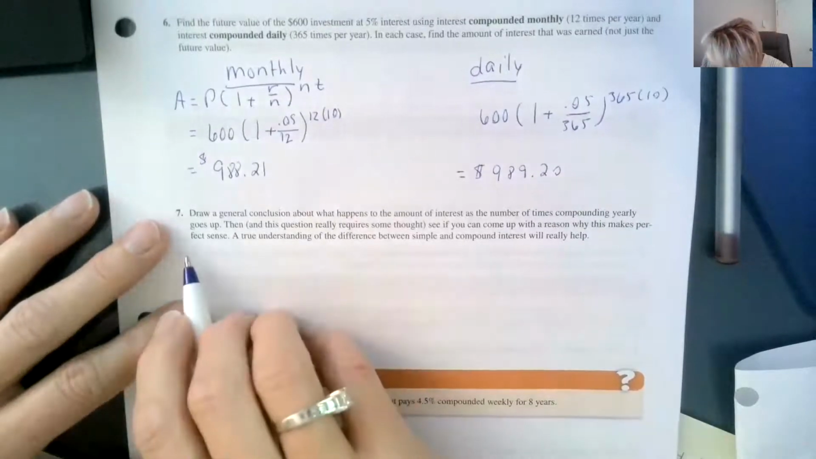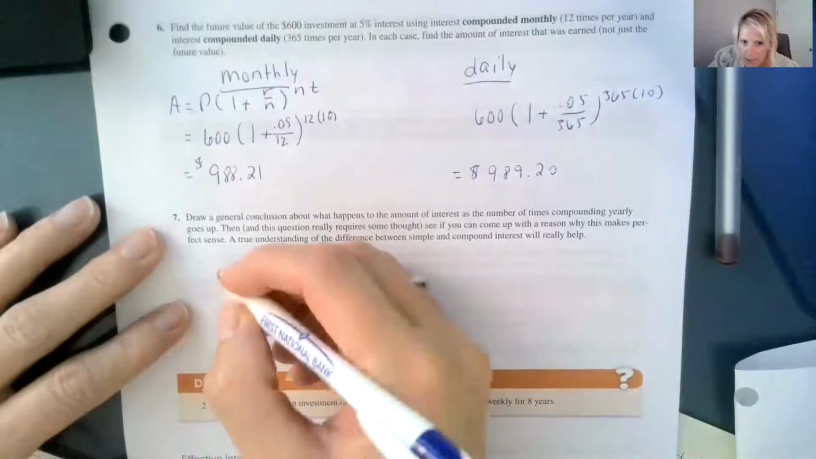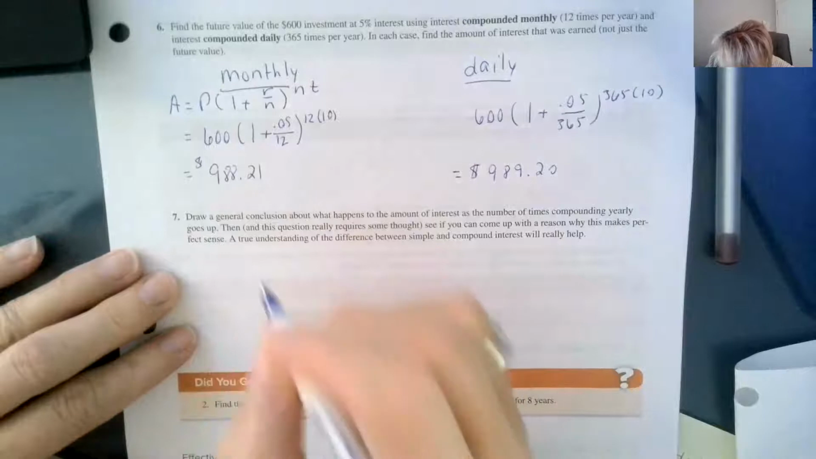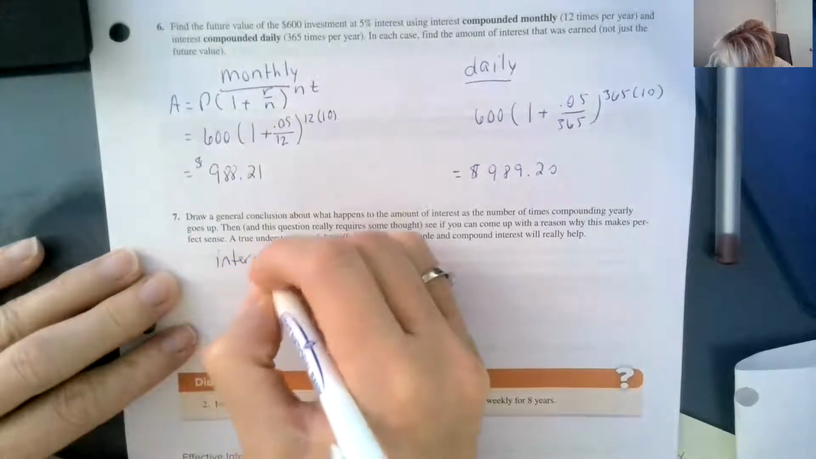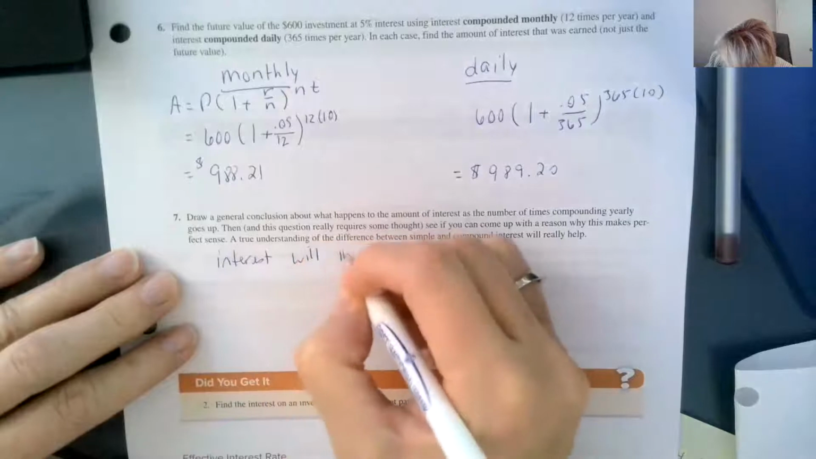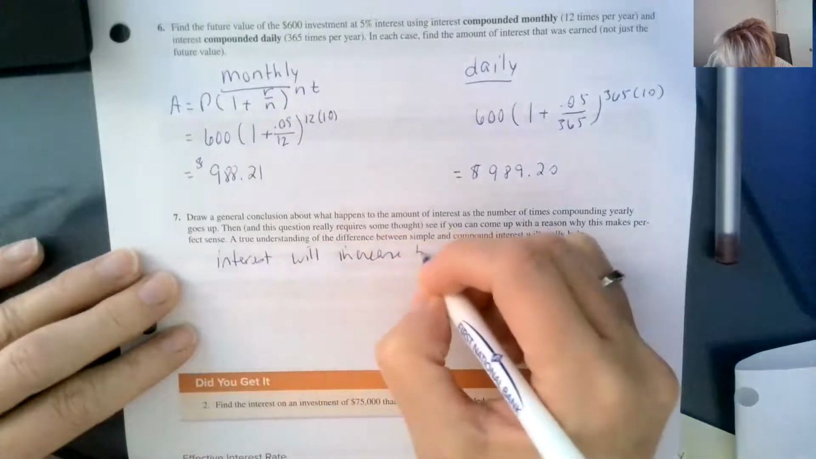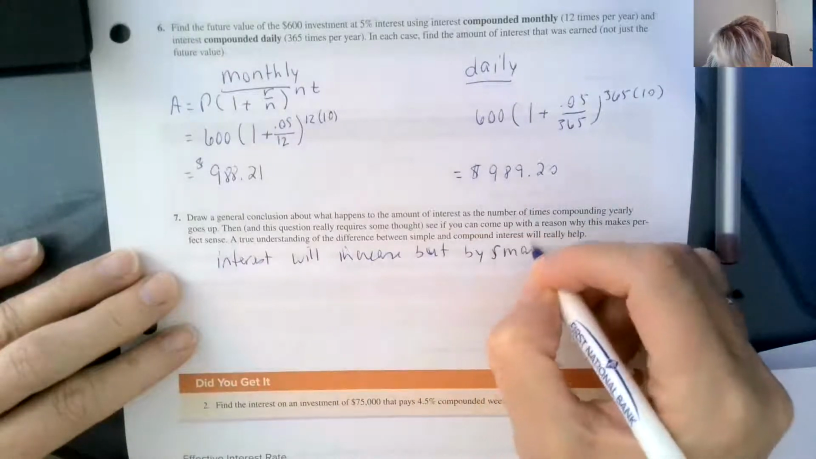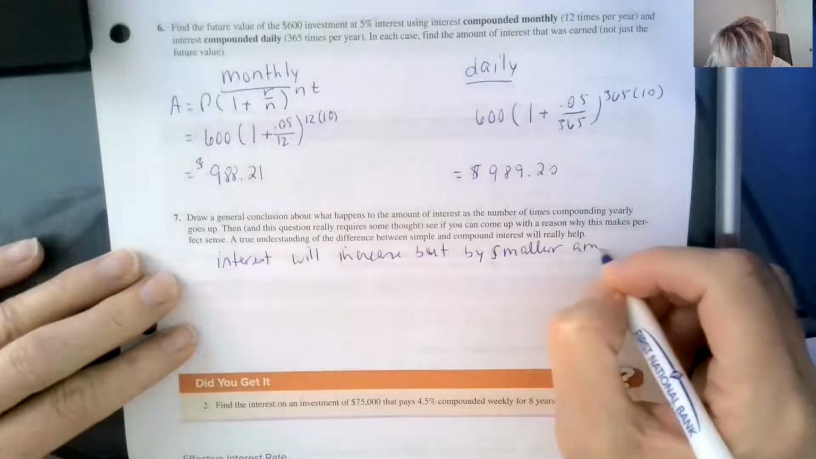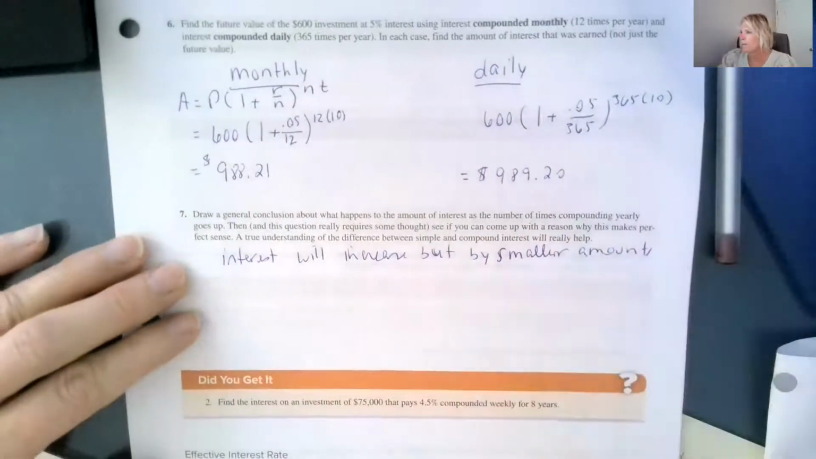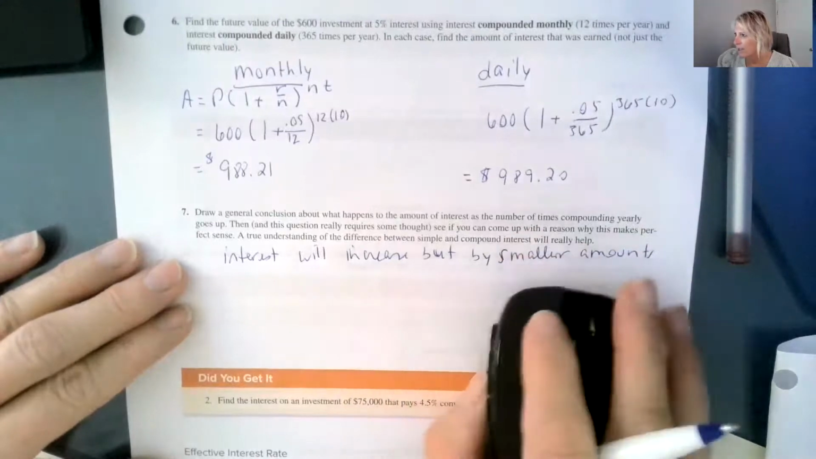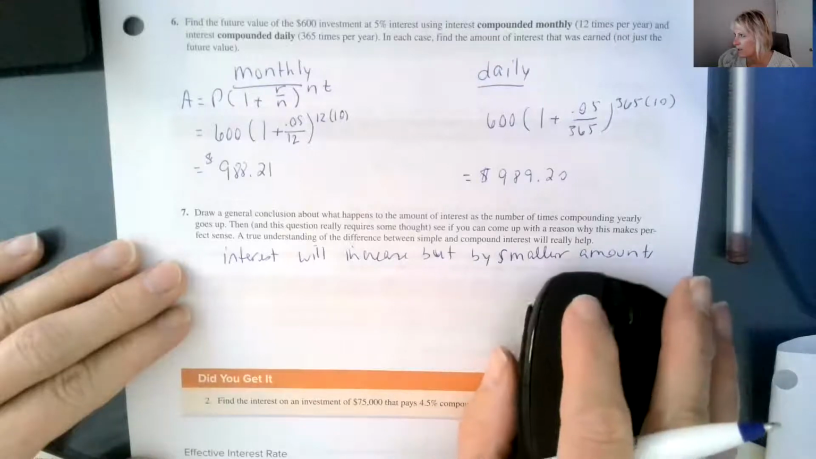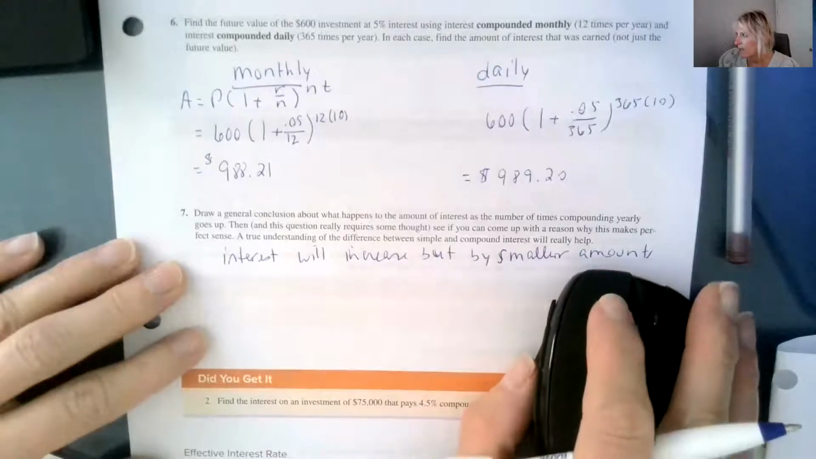Okay, so as the number of times we compound goes up, the interest will increase, but it will increase by smaller amounts. And so you can see that the difference between here and here vertically is pretty big. And then here it's bigger, and then here it's bigger. And then it's going to do that.